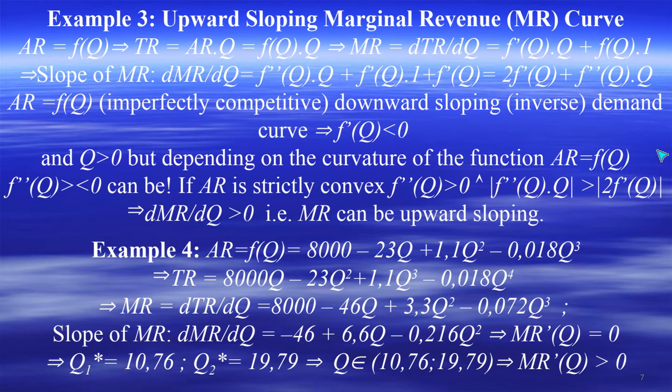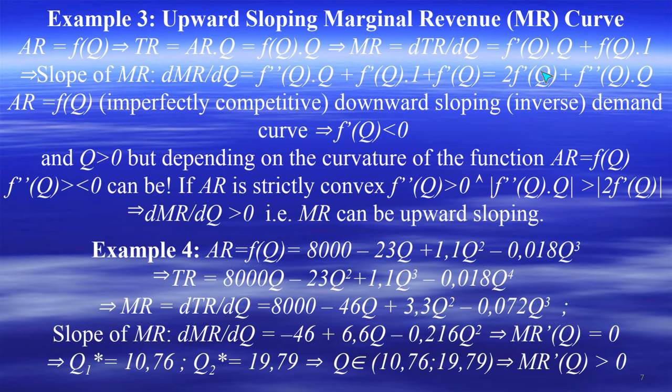If the average revenue function, the inverse demand function, is concave, its second derivative will be negative. If it is convex, it will be positive. If it is linear, its second derivative will be zero. So all is possible. So if the AR function equals f of Q is strictly convex, its second derivative is positive. And here, what have we obtained for the slope of the marginal revenue? It is 2 times f prime Q plus the second derivative of f times Q. Q is always positive, but the second derivative can be positive, negative, or zero, as we have seen.